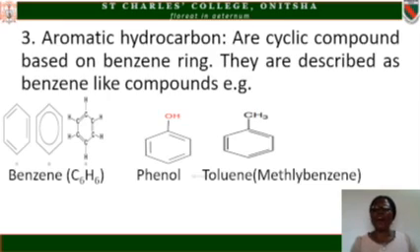Phenol has benzene as the parent hydrocarbon with OH as a substituent. Toluene, otherwise known as methylbenzene, also has benzene as the parent hydrocarbon with a methyl group as a substituent. Other examples include aniline, nitrobenzene, and so on.